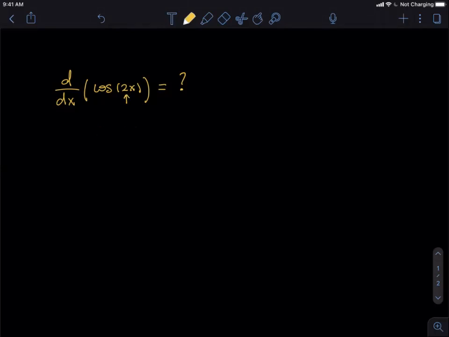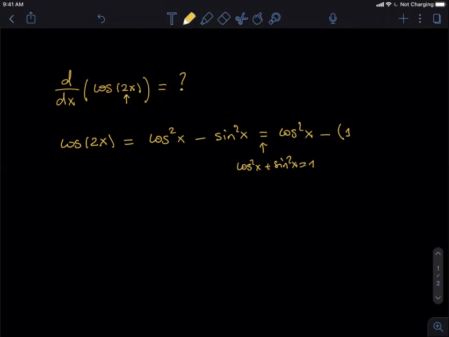Okay. One possibility here, because it's the cosine of 2x, we can use trigonometry. Remember, the formula for the cosine of 2x is the cosine of x squared minus the sine of x squared. Okay, we could apply this. And here, remember that the cosine square of x plus the sine square of x equals 1. Okay, so we can write the cosine square of x minus 1 minus the cosine square of x.